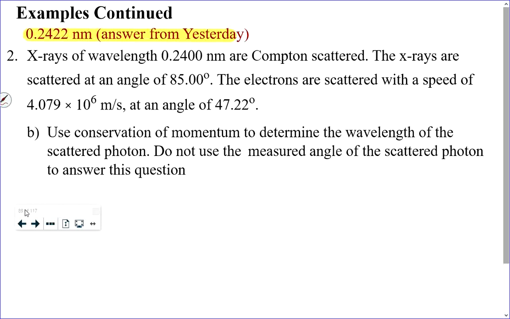And it says use conservation of momentum, which, I'll be honest with you, is a real pain because momentum is a vector. You can't just say momentum before equals momentum after plus momentum after. You have to use a vector diagram or some other strategy.